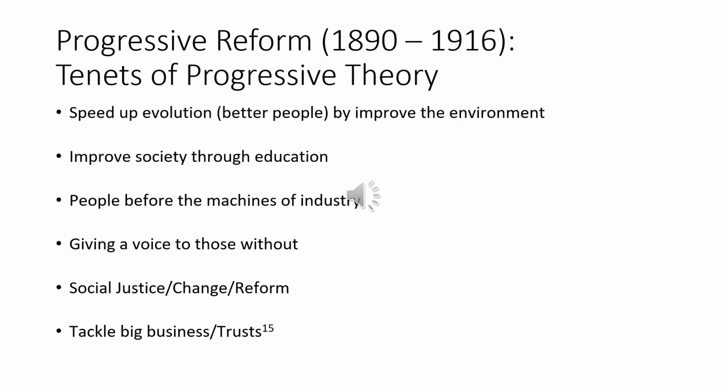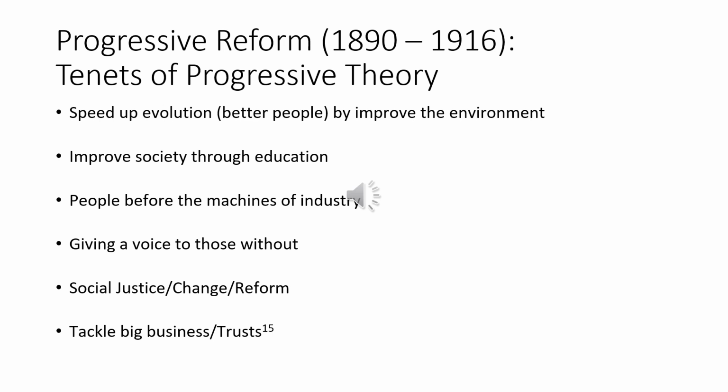Tenets, the ideas of progressive theory, are here. We have to speed up evolution, and evolution not necessarily in the way we think of evolution in our times, but to make people better by improving the world around them. If you improve the world around them, the people will do better. Improve society through education. Put people before machines and industry. Give a voice to those people who have no voice.